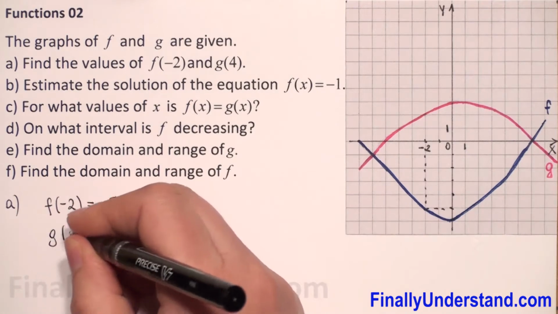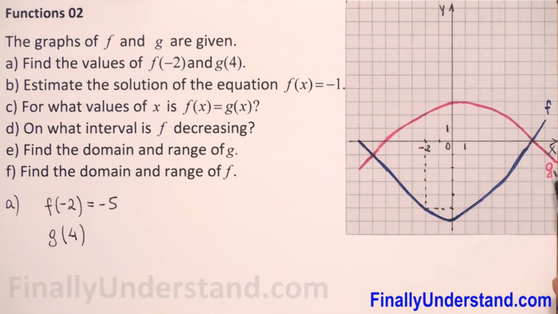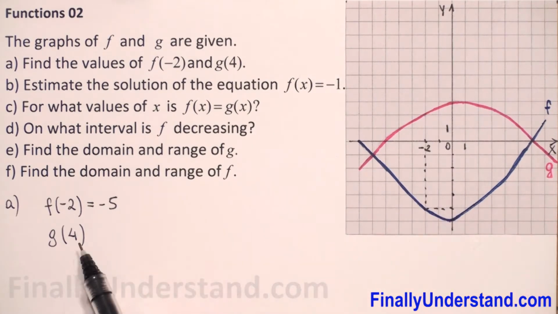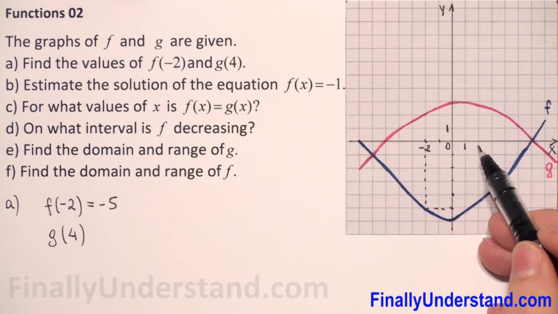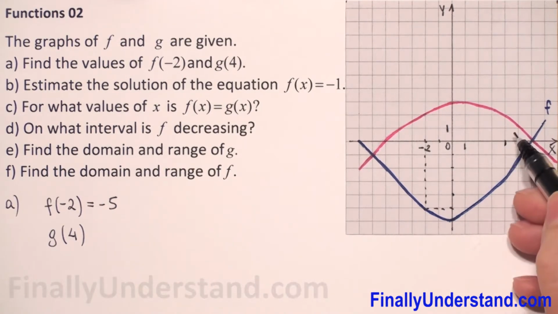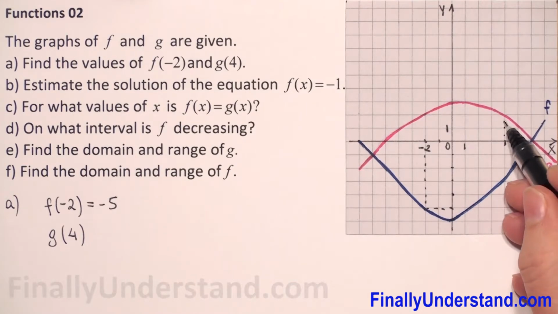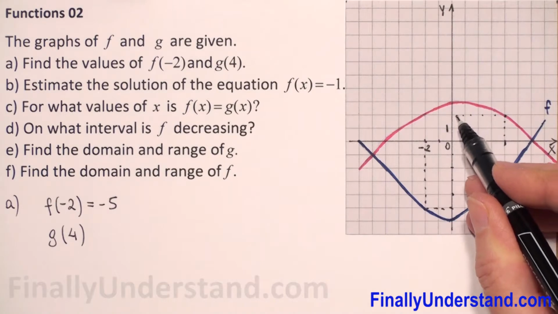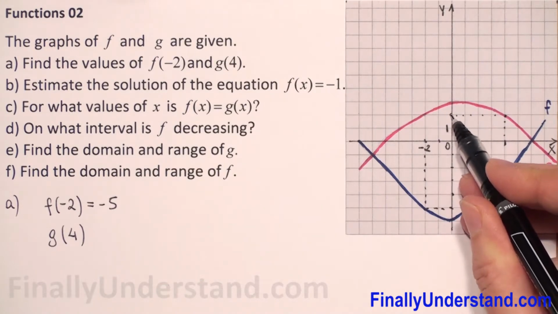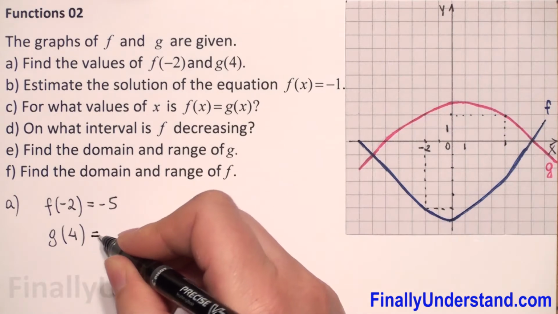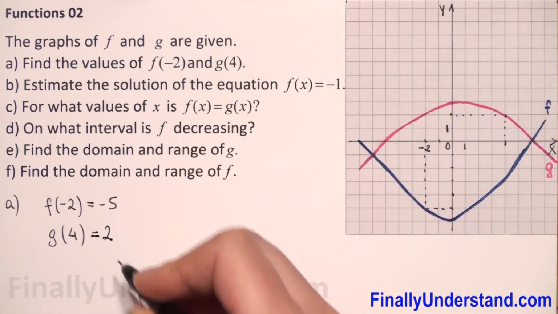Let me write this. g of 4. Our g function is pink. And we have to find where x equals 4 first. We have 1, 2, 3, 4. And we have to go up to this point and check the value. It's 1, 2. We can say almost 2. So g of 4 is equal to 2.